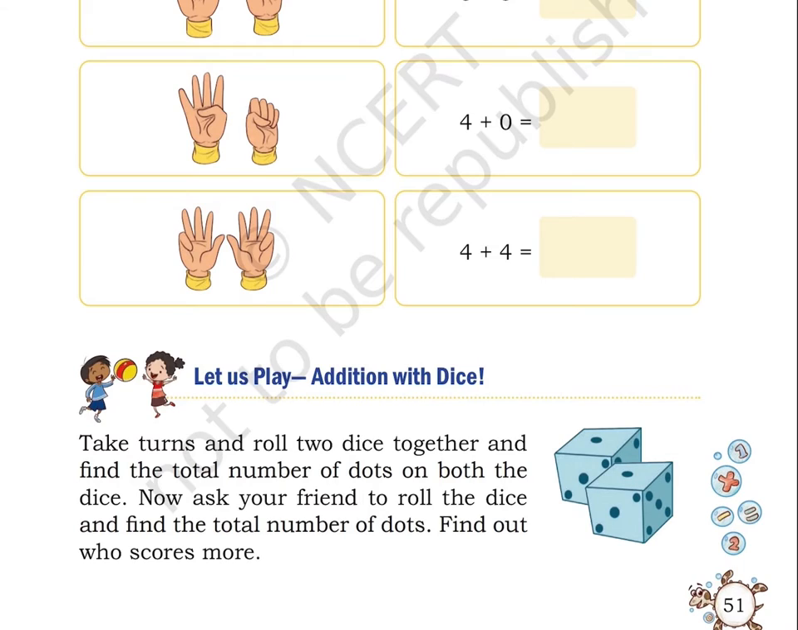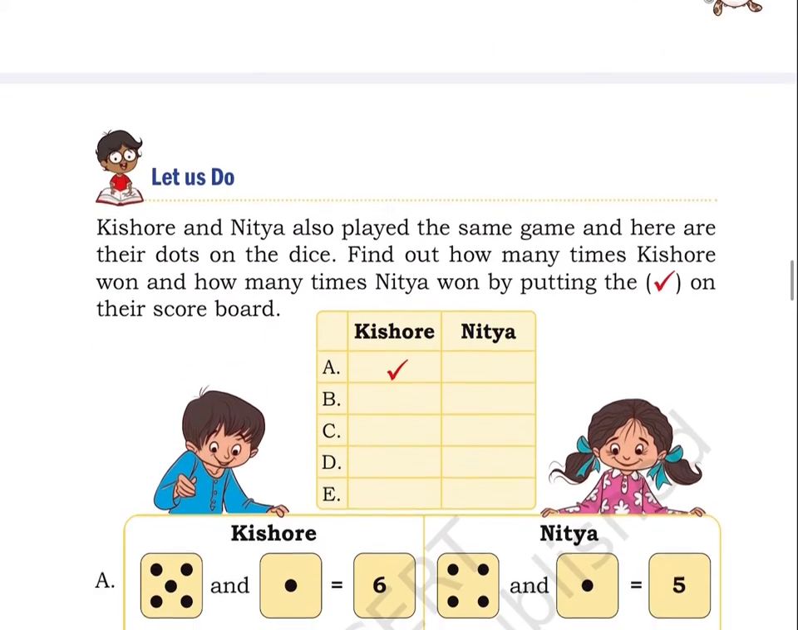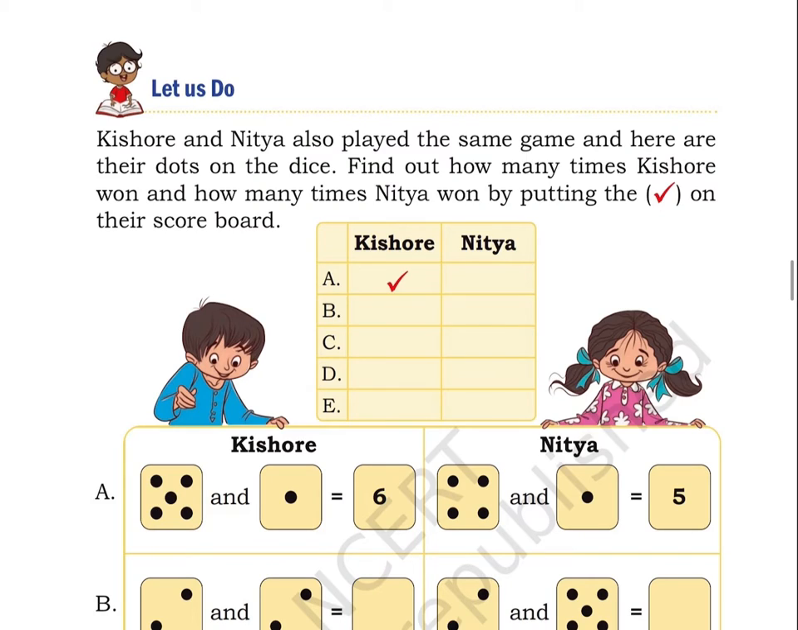Take turns and roll two dice together and find the total number of dots on both the dice. Now, ask your friend to roll the dice and find the total number of dots. Find out who scores more. Page number 52. Let us do.